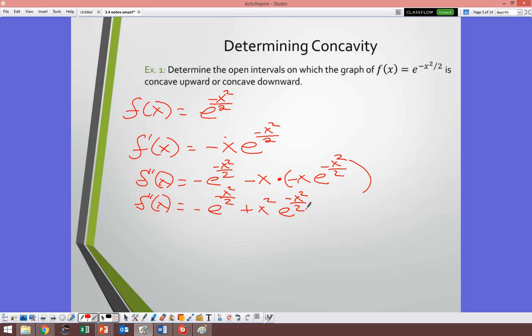Now, can I do any factoring? You can take out a negative e. So f double prime of x is equal to a negative e to the negative x squared over 2, parentheses. Isn't that going to be x squared minus 1? Wouldn't it be 1 minus x squared? Am I factoring out a negative? Oh, you're right. I am off my game today.